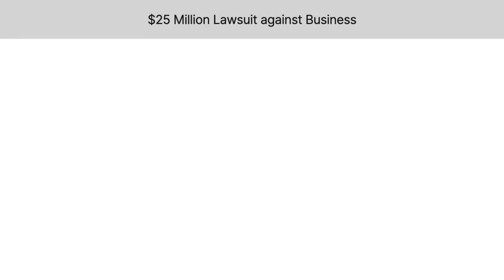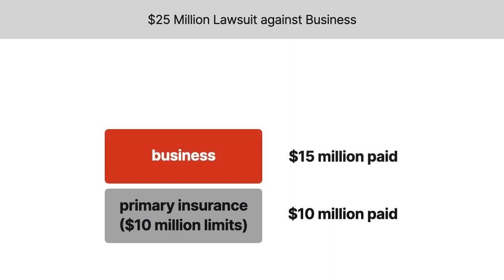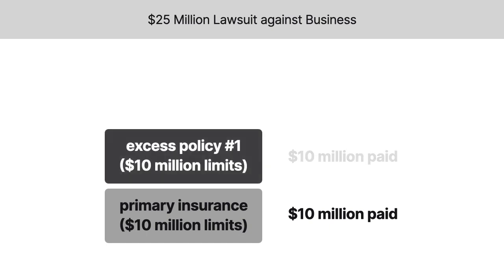Imagine consumers filed a $25 million privacy lawsuit against a business. The business had a primary policy with $10 million limits that provided the initial coverage for this lawsuit. If the business had no other insurance, it would owe the additional $15 million. But assume the business had purchased an excess policy with $10 million limits. This excess policy covered the second $10 million of liability, leaving only the last $5 million uncovered.